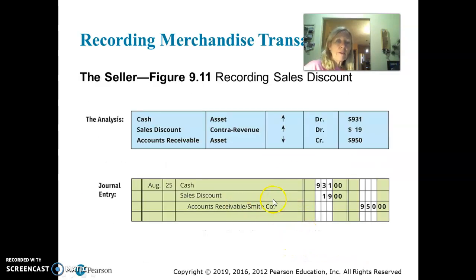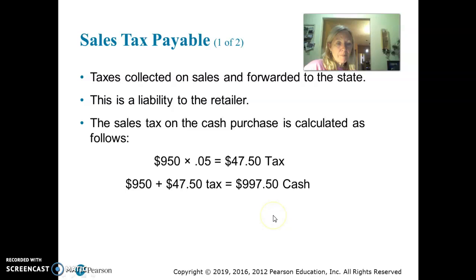Okay, and then the other thing that happens is sometimes we give our customers a sales discount if they're good customers. So by doing that, you are actually going to take in less money, but you get the money quicker. And so you can turn around and buy more inventory and sell it and make money.